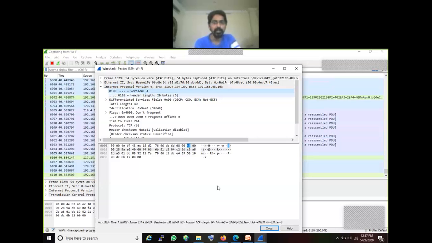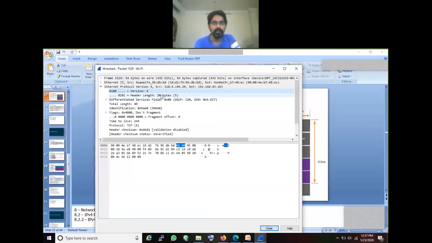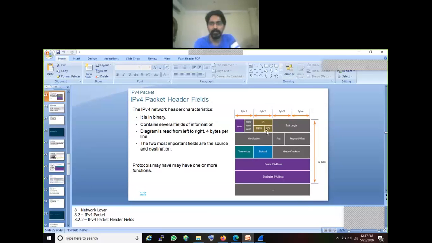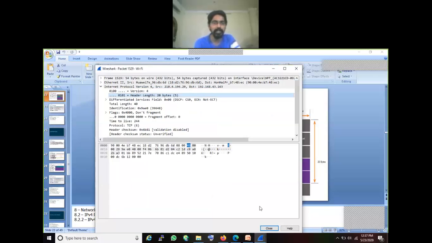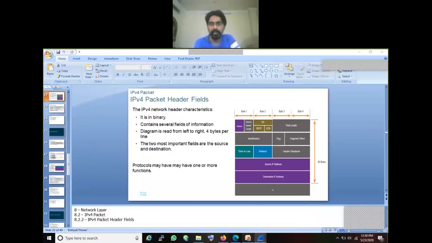0100. It indicates version 4. Compare the same thing with your diagram or IP packet header picture. What is the next field? Internet header length. What is the header length? 20 bytes. Next, what is the next field? Differentiated services, either DSCP and ECN. Observe here, the differentiated services field: DSCP CS0, ECN not ECT, right? Open that one and you can see differentiated services, followed by what is the next field?